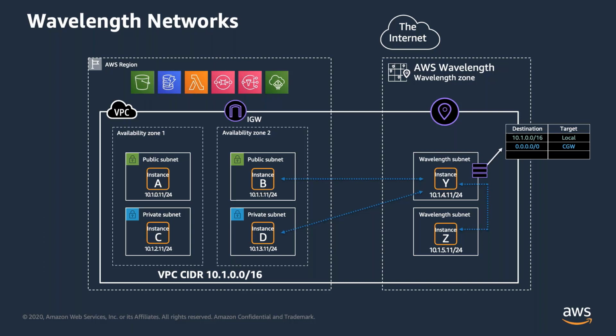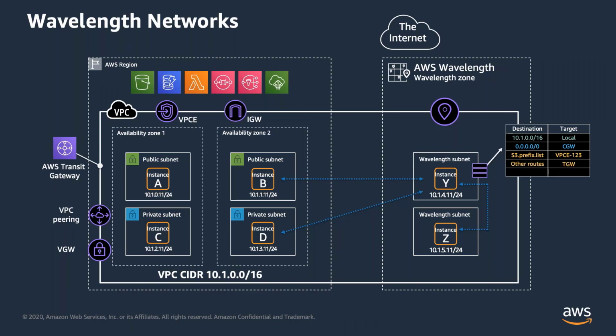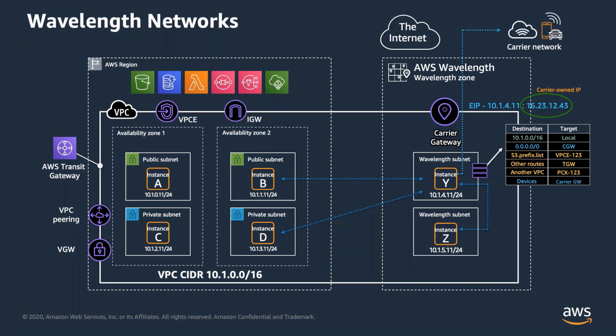With Wavelength, we have introduced a carrier gateway to route the traffic between the Wavelength Zone and a carrier network in a specific location, as well as outbound traffic to the internet. The carrier gateway provides connectivity between your Wavelength Zone and the telecommunication carrier's network, including mobile devices on that network. The carrier gateway performs NAT for the EC2 instance's private IP addresses to the carrier IP addresses from a pool that is assigned to the network border group. The carrier gateway NAT function is similar to how an internet gateway functions in an AWS region.